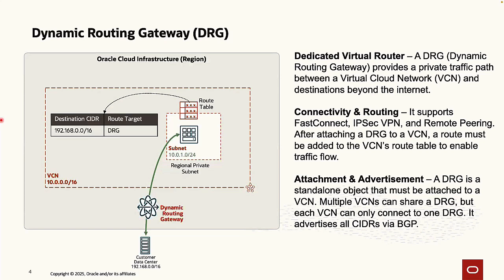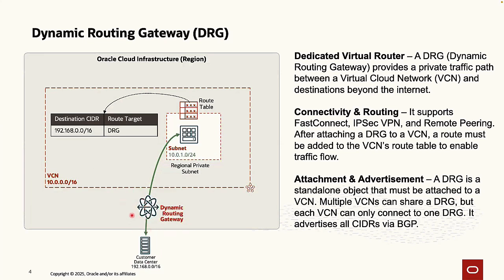But an attachment can only be connected to one single DRG. So as an example, a VCN attachment can only be attached to a single DRG. In this example, as you can see on the screen here, again, we have our virtual cloud network, or VCN. This VCN has the subnet with the route table. Note that this VCN would like to communicate with our customer's data center environment located down here that's also attached, via either VPN or a FastConnect service, to this dynamic routing gateway in the middle.